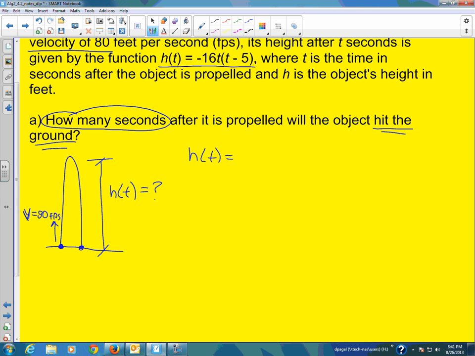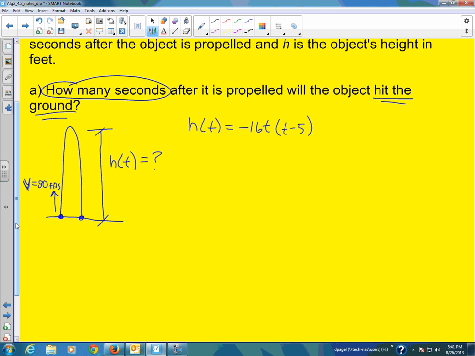So at this point in time, I'd ask you to stop the video and see if you can come up with some things. What are some assumptions I'm going to make? I don't really have to define my variable, that's already been done. But how would you tackle this problem? How are we going to answer the question, how many seconds after it's propelled does the object hit the ground? I'm going to keep going, so this is the point where you might want to stop right here and think.